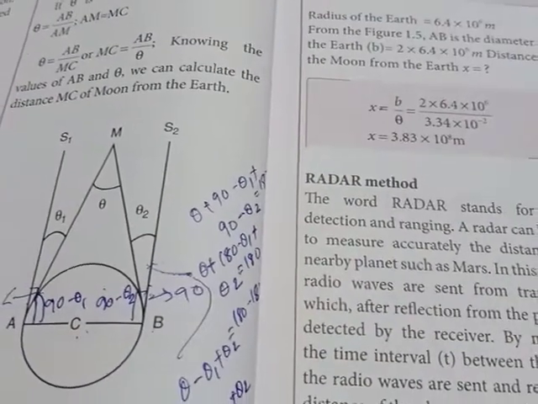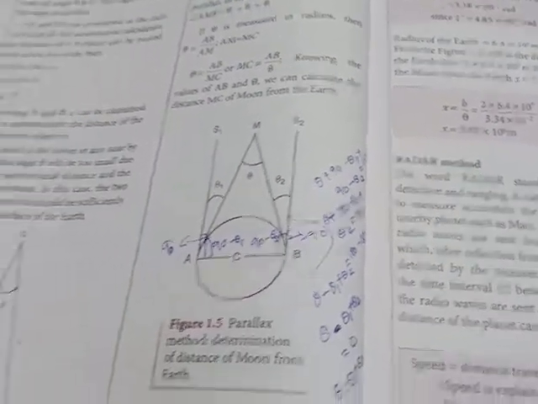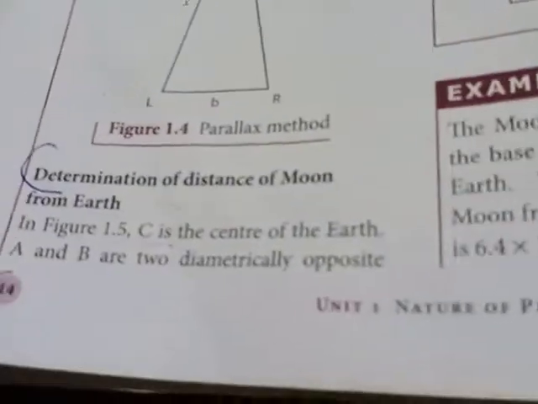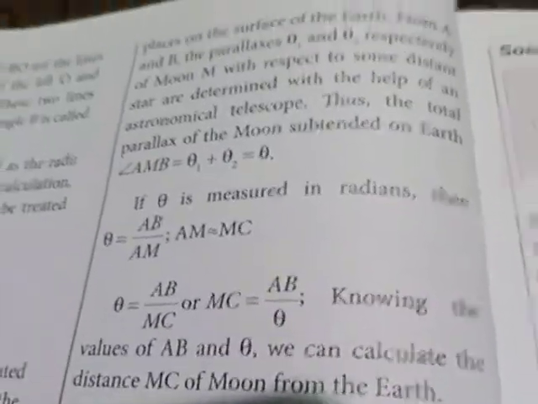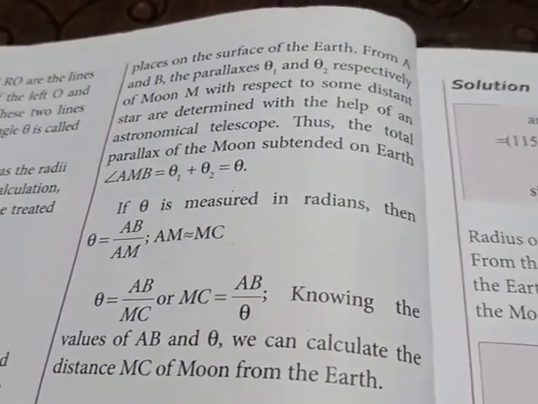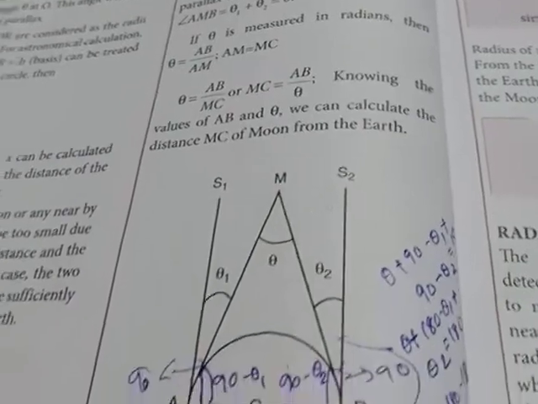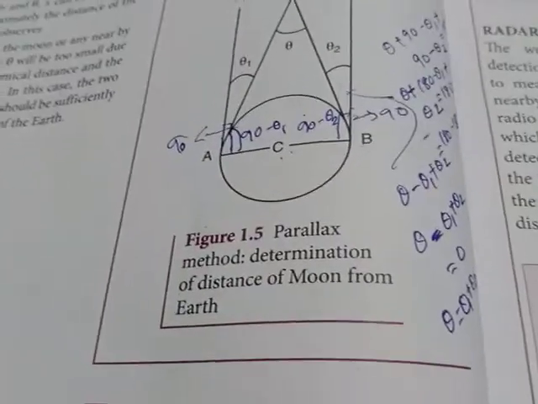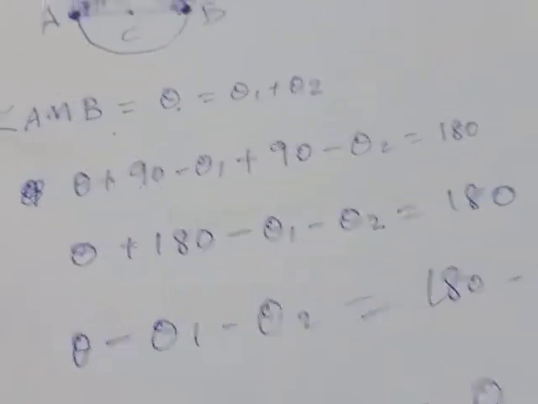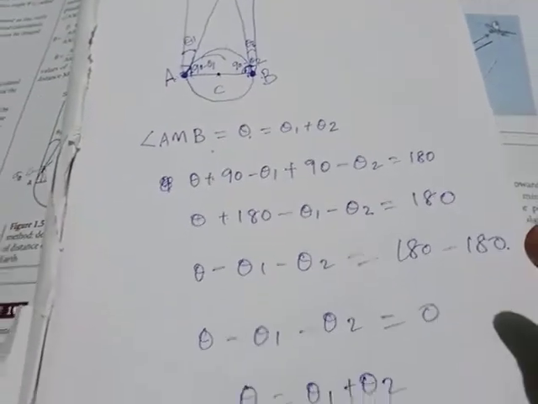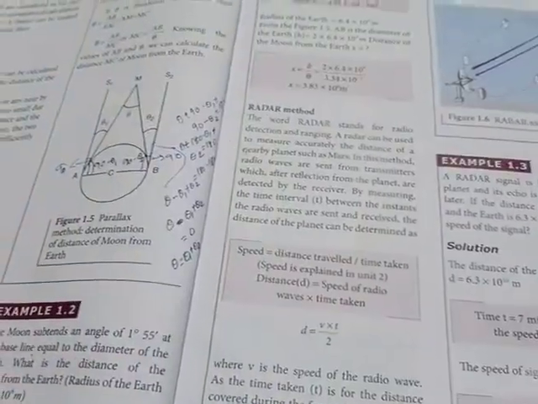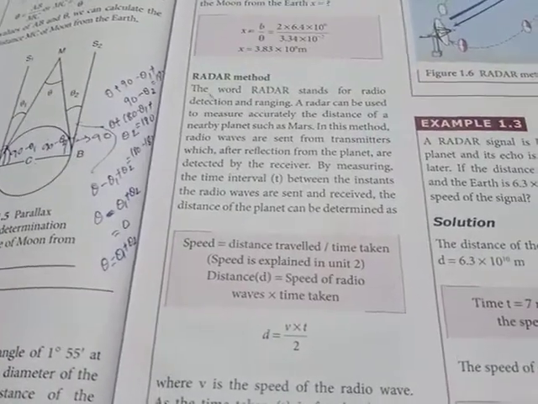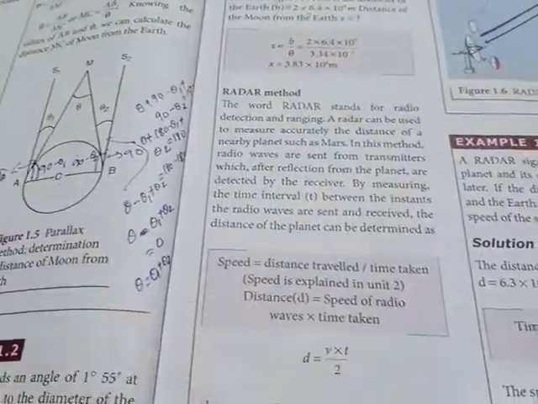So this is the parallax method, and this is one of the important 3-mark questions, determination of distance of the moon from the earth. You can take a screenshot of this part and study, and this is just for how you got this theta value. So you can take a screenshot and study. It is one of the very important, repeatedly asked 3-mark questions in this unit.